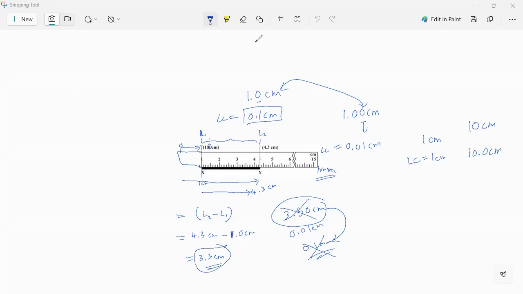Right? To one decimal place if it is in centimeters. If it is in millimeters, you have to write 33 millimeters. You can't write 33.0 millimeters, because if you write it like that, then the least count is 0.1 millimeter. But that's not so, no? The least count is 1 millimeter. Okay?